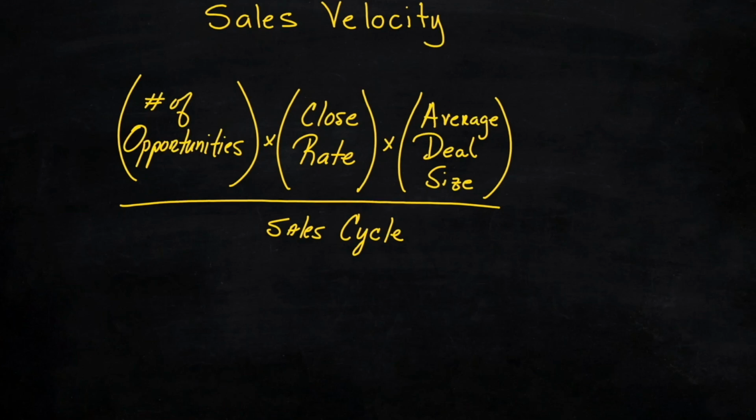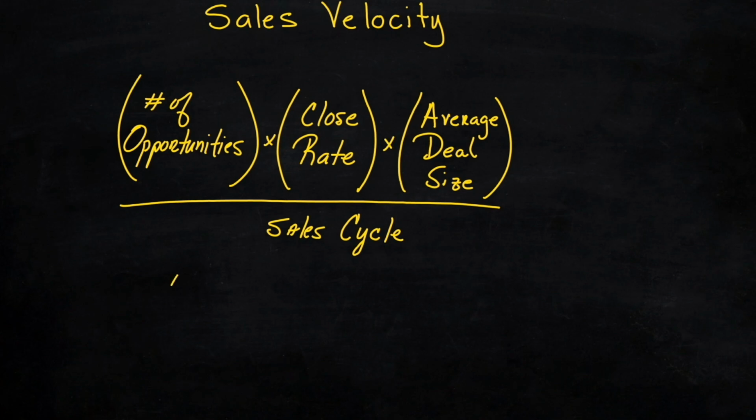Now let's go ahead and show you how to calculate your sales velocity, which is the speed at which you're selling during a given period of time. Here's the equation. You take the number of opportunities, multiply it by the close rate, multiply it by the average deal size, divided by your sales cycle. Now, let's go ahead and plug in some numbers to give you a feel for how you can actually run your own calculations.